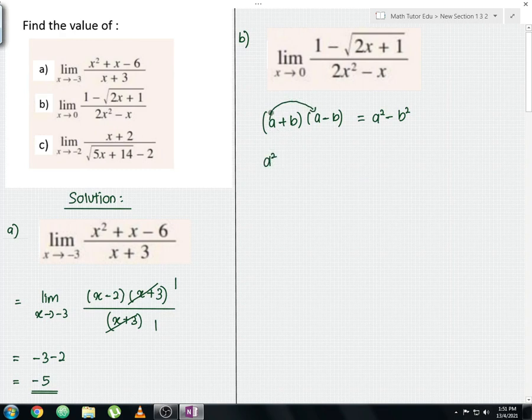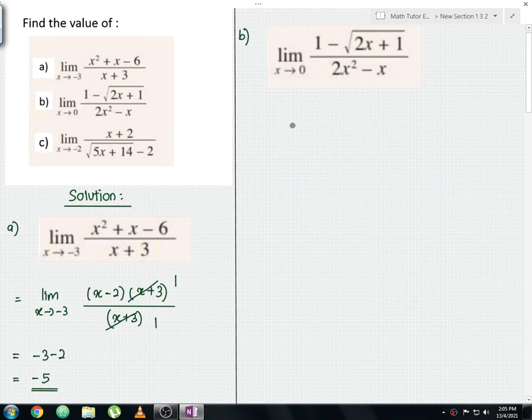So a, you times with negative b, so from here you get this negative ab. So b, you times with a, so from here you get this positive ab, and then b, you times with negative b, you get this negative b square. So the negative ab and positive ab will get cancelled off. So that is how you get a square minus b square. So I hope you understand the concept of conjugate, guys.